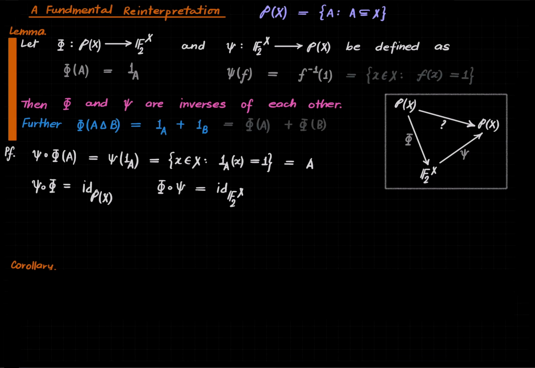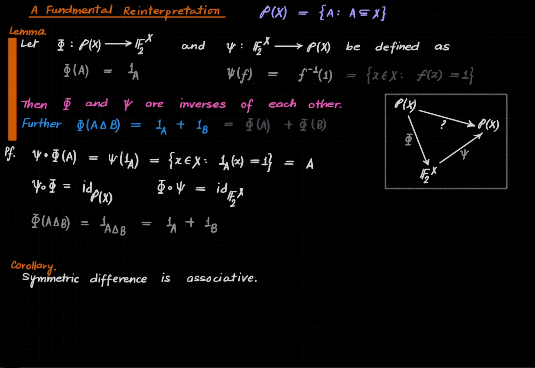And that we have already said in the previous slide, because phi of the symmetric difference A Δ B is the indicator of A Δ B, which is 1_A plus 1_B, as we saw in the previous slide. Okay, so we have shown that there is a natural bijection which kind of reinterprets the symmetric difference operation as a much simpler looking operation. And as a corollary of this fact, we now can show that the symmetric difference is associative.